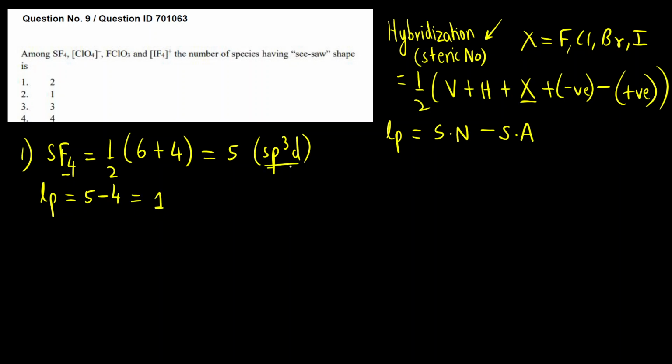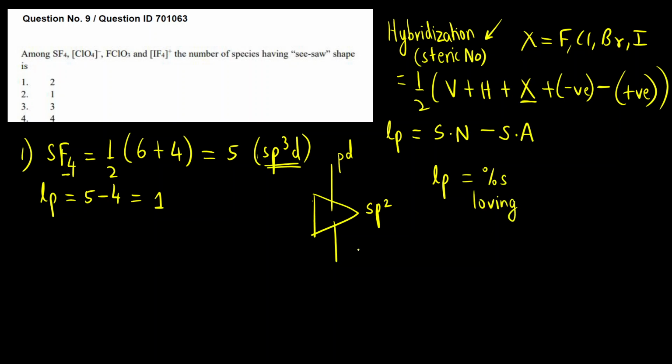Okay, so what will be the geometry? For steric number 5, the geometry is trigonal bipyramidal, like this. Now you have to remember the trigonal part hybridization is sp2 and the axial part hybridization is pd. And you have to remember that the lone pair is percentage s loving. So in trigonal bipyramidal geometry, the lone pair is occupied at the trigonal part. That is, we will draw the lone pair at the trigonal part first, because here there is 33% s character.